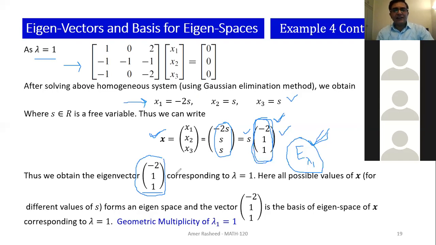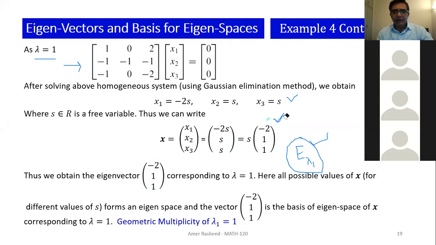Now, what is the algebraic multiplicity of lambda here? Lambda is repeating only one time. Means lambda is not repeating here. It is a distinct value. So the algebraic multiplicity of lambda is 1. And what is the geometric multiplicity of lambda 1? Corresponding to lambda 1, we can find only one vector. So its geometric multiplicity is 1 as well. I hope you understand it now.